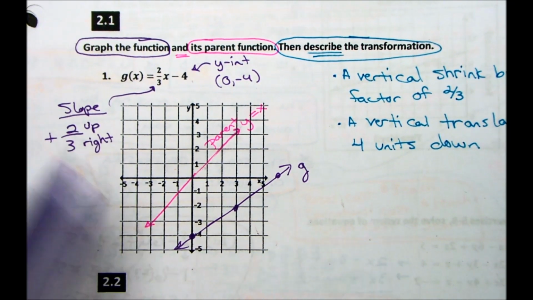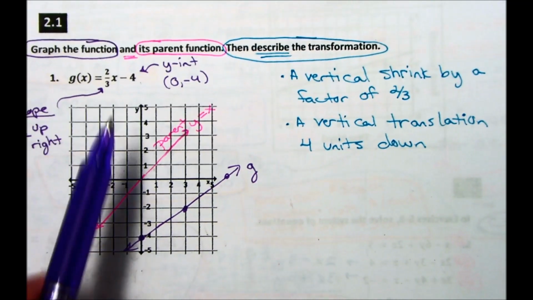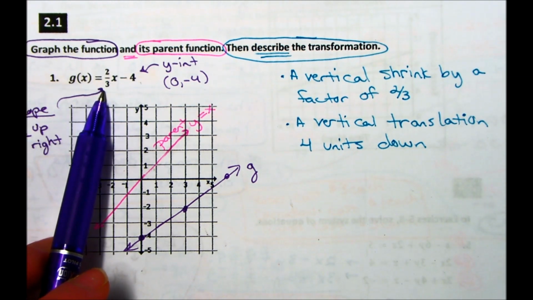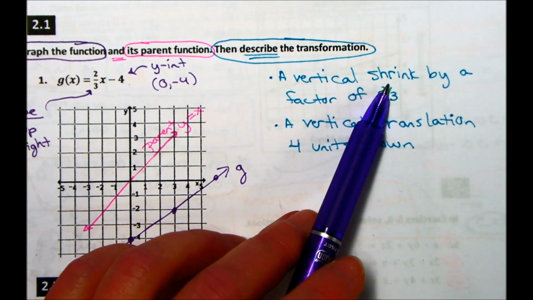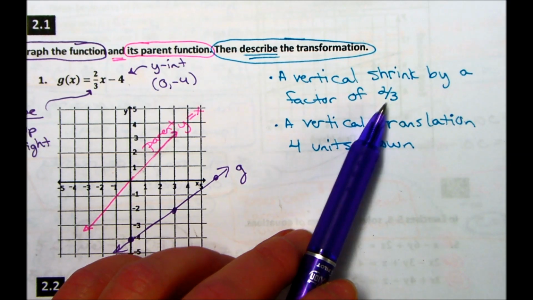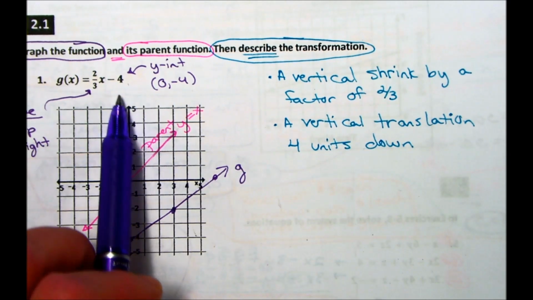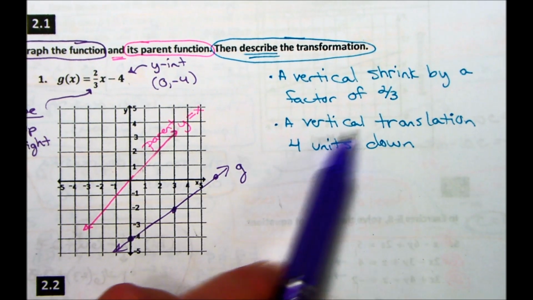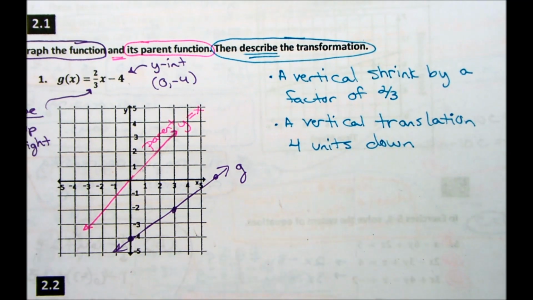So that's the parent. And then as far as the transformations, the 2/3 in front, you would describe that as a vertical shrink by a factor of 2/3 because it's between 0 and 1. And then the -4 at the end is a vertical translation 4 units down.